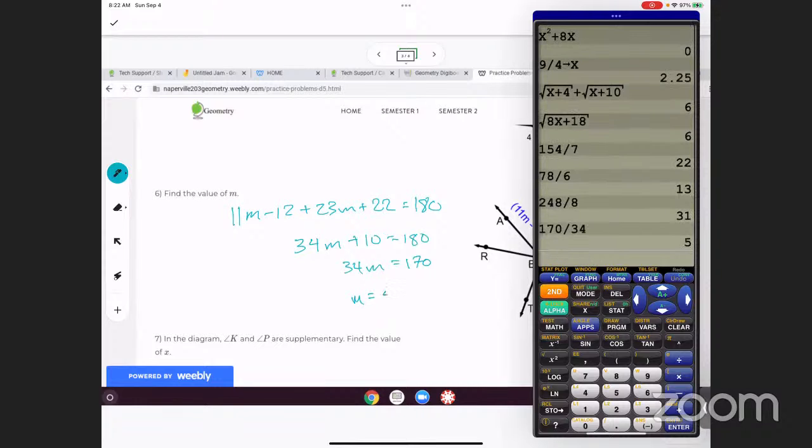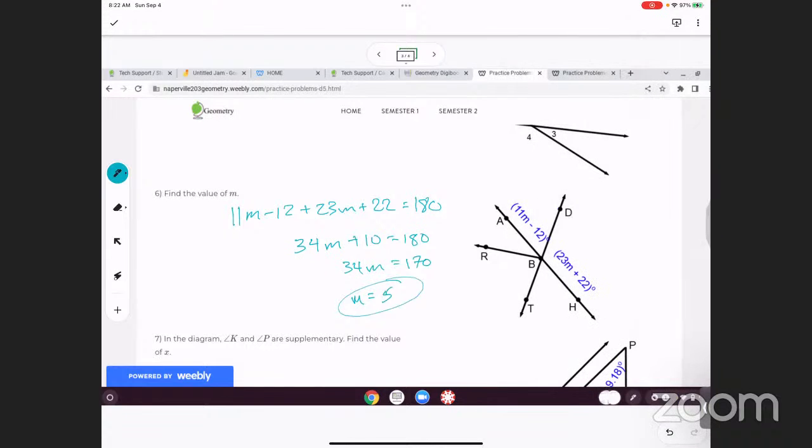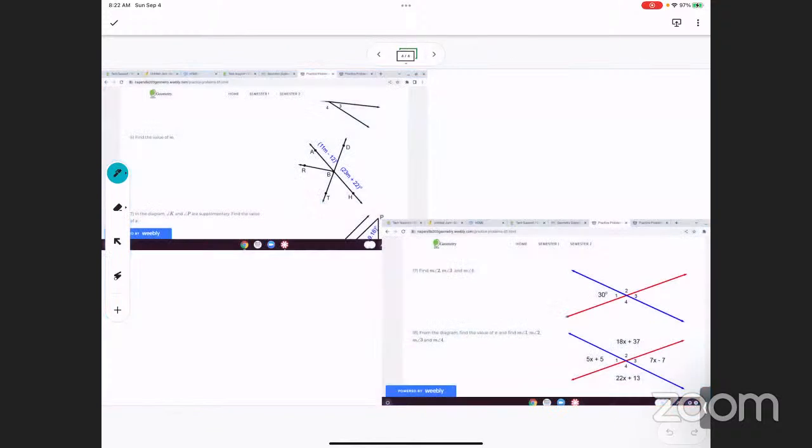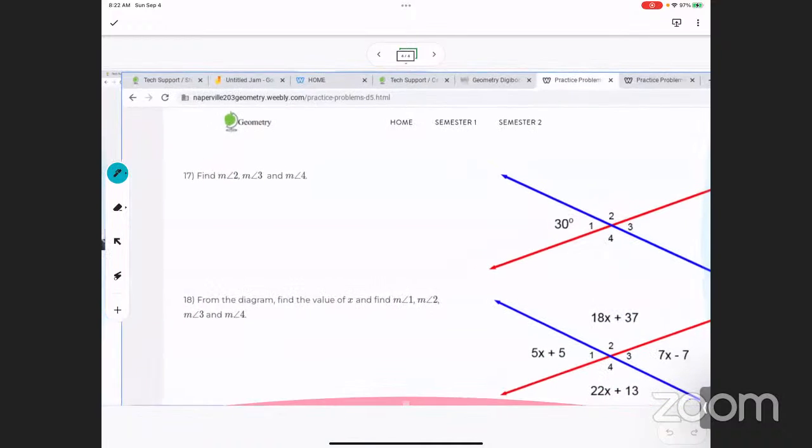Oh, it does. M equals 5. Sometimes it doesn't go into it nicely. It doesn't have to be a whole number answer, but these ones were. Okay, got it. Yeah. And the last one.